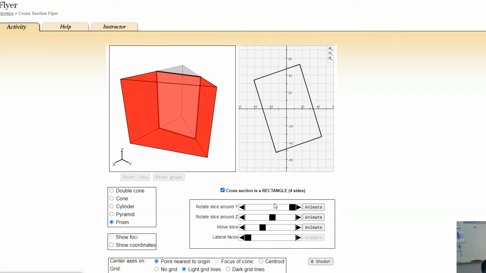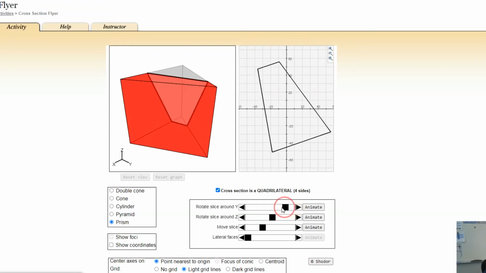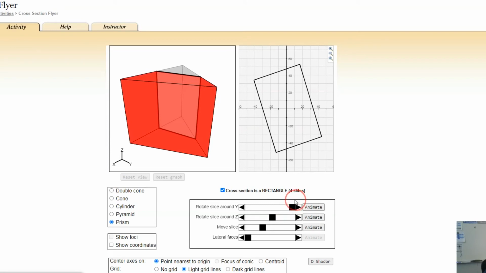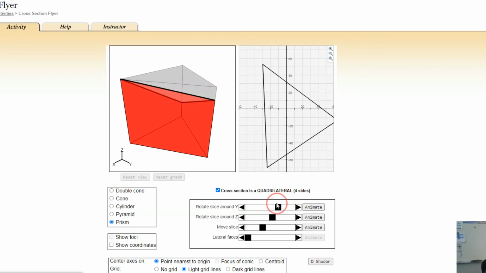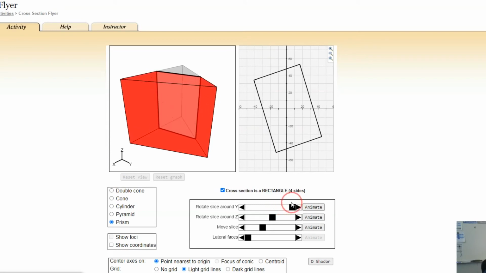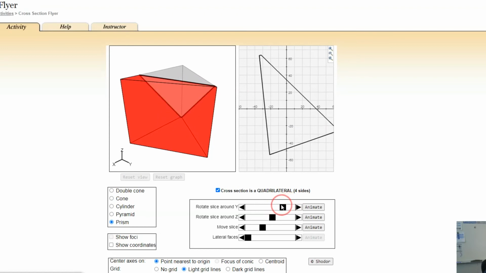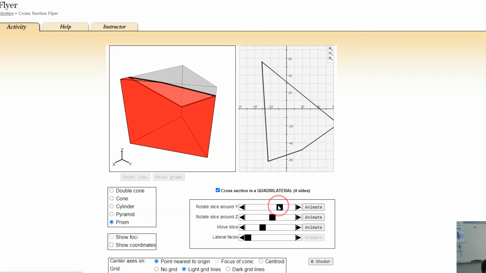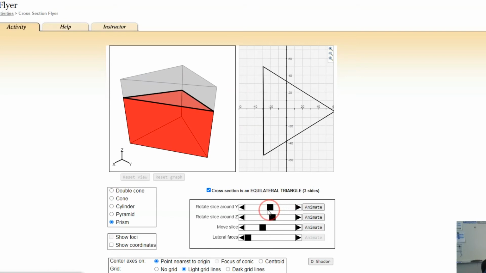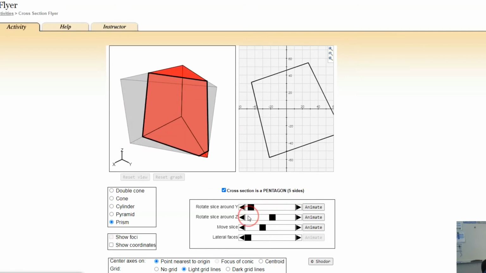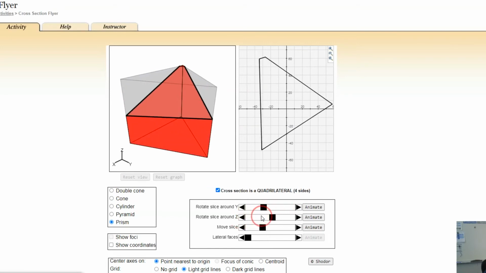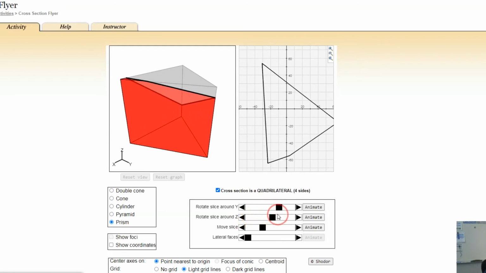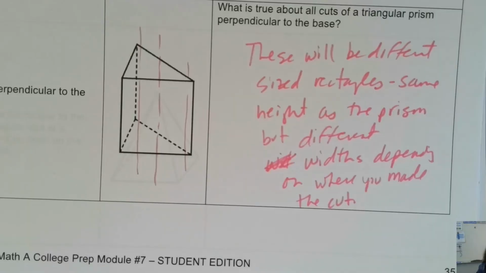But the moment that we have it at a slant, notice all these different shapes: rectangle, quadrilateral. I saw a trapezoid in there. There's a trapezoid right there. Look at this four-sided shape. So all sorts of quadrilaterals can be formed depending where you slice.